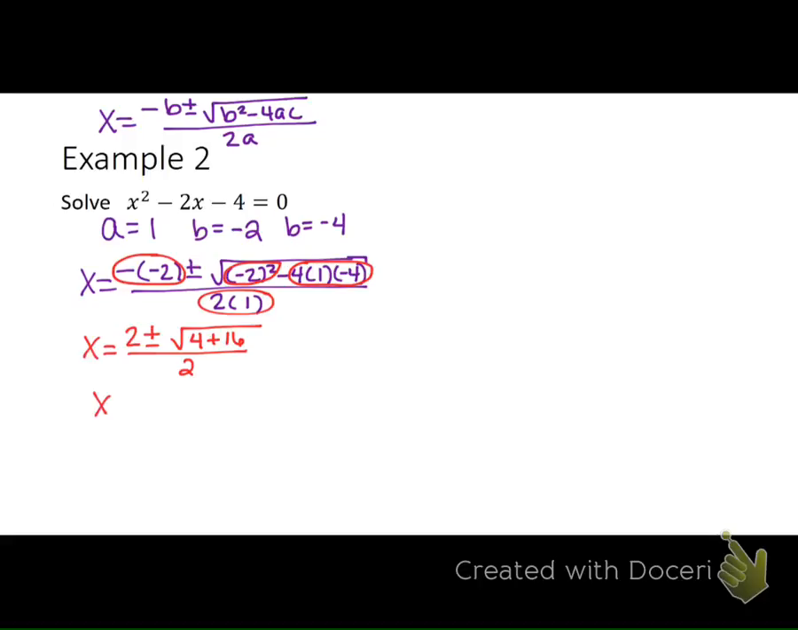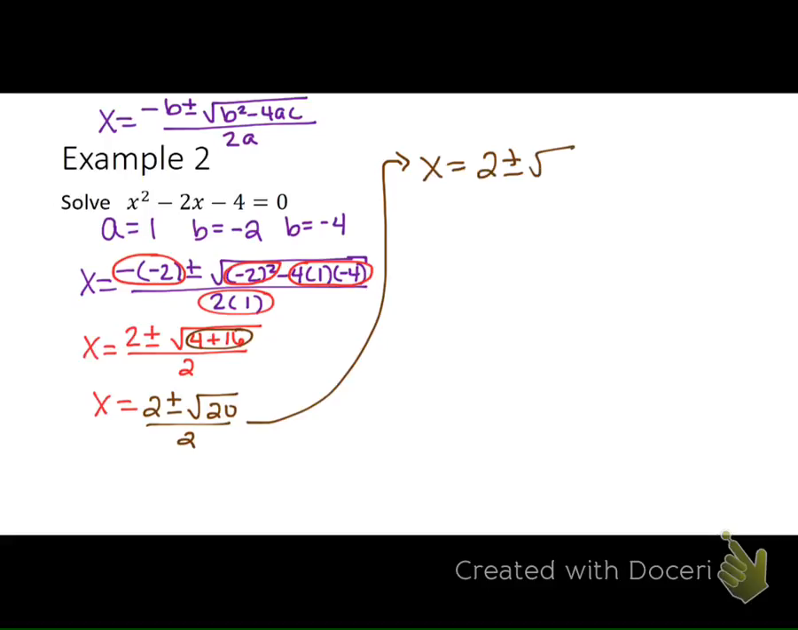So go ahead and combine what's under your radical. So you end up with x equals 2 plus or minus the square root, but 4 plus 16 is 20 all over 2. Well, unlike example 1, here I can factor out that 20, so I need to do that. So I'm going to come over here, and I'm going to rewrite my problem first. So x equals 2 plus or minus the square root of 20 all over 2, and I'm going to factor out that 20.